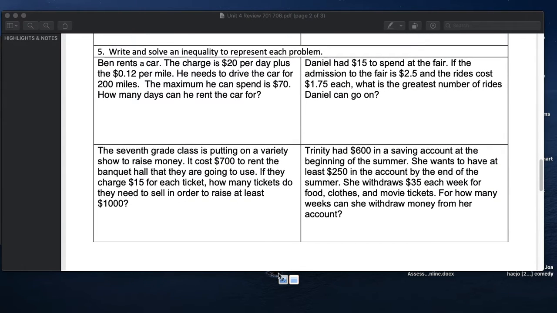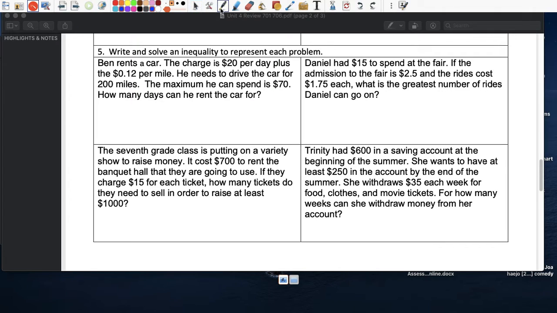All right, so this one is inequalities. Okay, so Ben rents a car. It's $20 per day plus 12 cents per mile. He needs to drive the car for 200 miles. What's the maximum he can spend? The maximum he can spend is $70. How many days can he rent a car for?